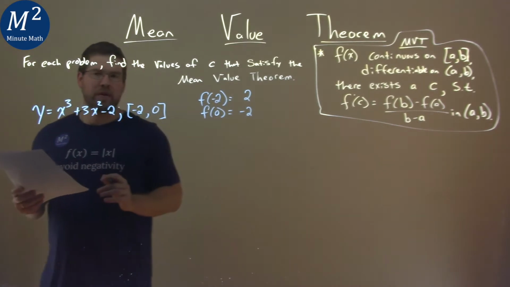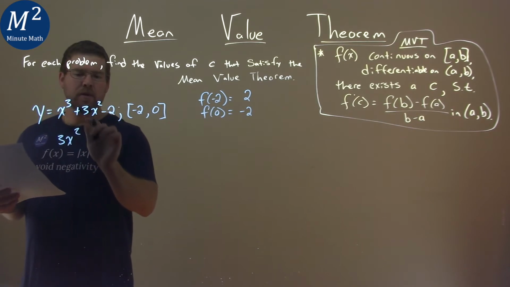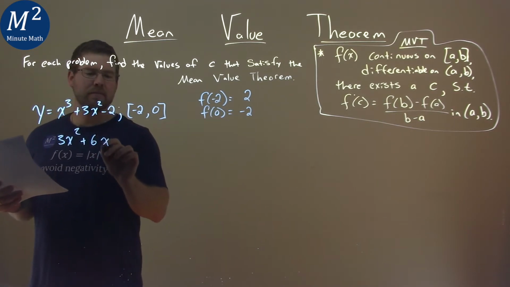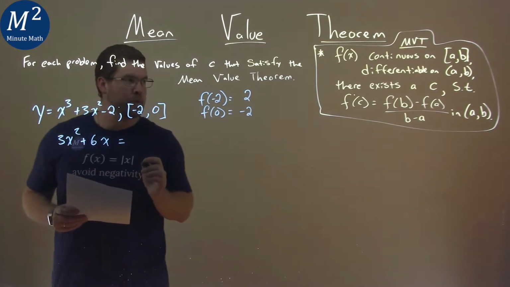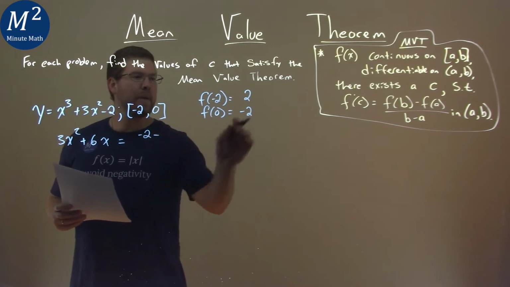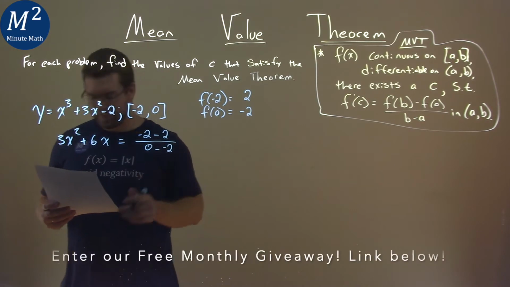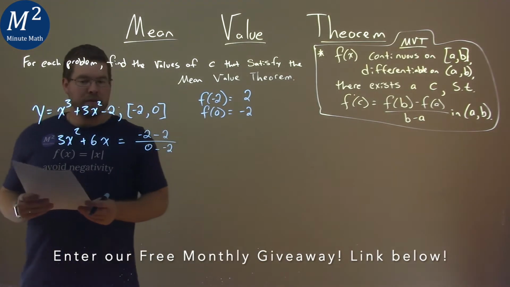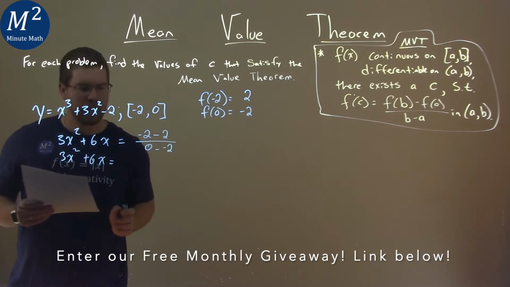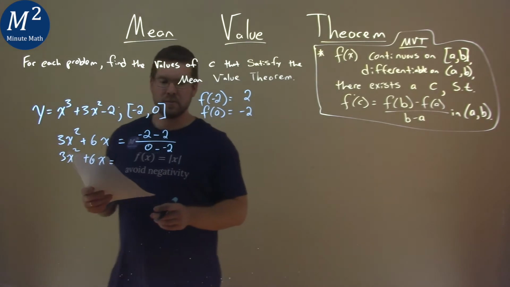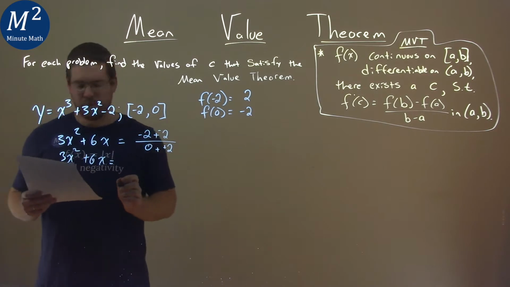Okay? Now from here, what we want to do is find the derivative of our function, and apply our mean value theorem. So, the derivative of x to the third is 3x squared, plus 2 times 3 is 6x, and then the 2 goes away. We set that equal to our little formula. F of b, -2, minus f of a, 2, all over b minus a, 0 minus -2. Bringing everything together here, 3x squared plus 6x, and the right hand side is -2 minus 2 divided by, well, it's like 0 plus 2. So -4 divided by 2 is -2.